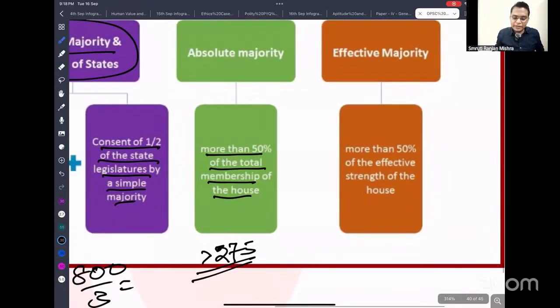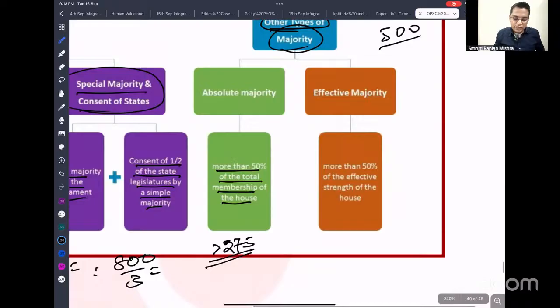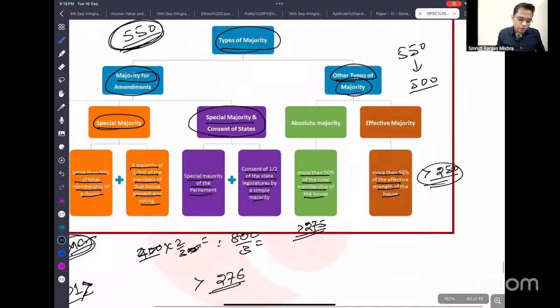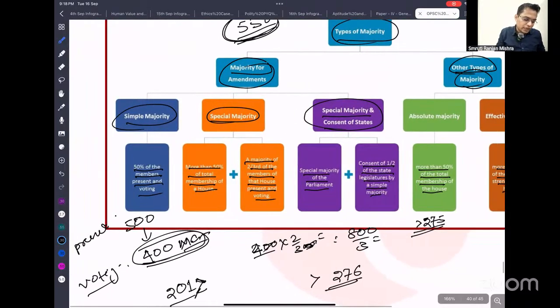So what is effective majority? Let's say out of that 550, 500 members are there and 50 seats are vacant. So if more than 50% of the effective strength of the house, in that case we can say more than 50% means 250 members. Okay. So I think I'm clear on that, but a little bit of doubt may be here, so let me clarify this area once again.